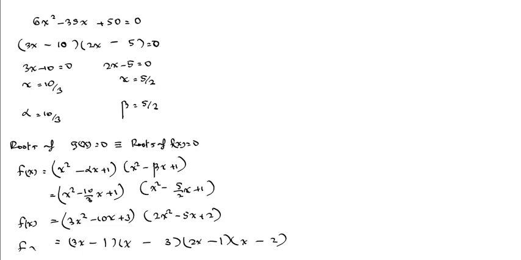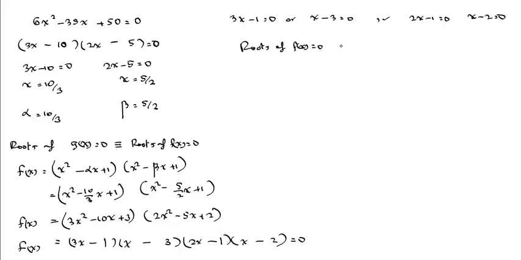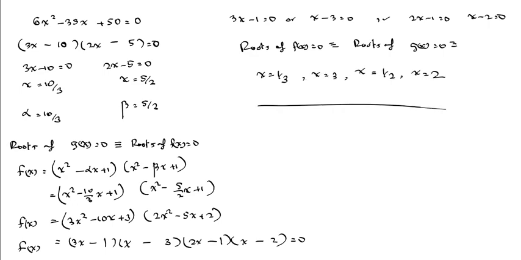So f(x) equals 0 now means 3x minus 1 equals 0, x minus 3 equals 0, 2x minus 1 equals 0, x minus 2 equals 0. So the roots of f(x) equals 0, which are equal to the roots of g(x) equals 0, are x equals 1 over 3, x equals 3, x equals 1 over 2, x equals 2. These are the roots of the equation g(x) equals 0. Because it's x to the power 4, the maximum number of roots you can have is 4. So you have 4 roots here.